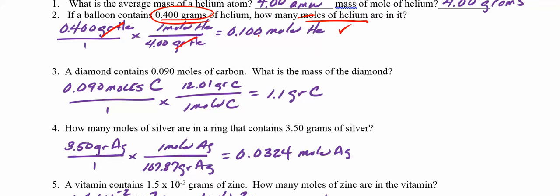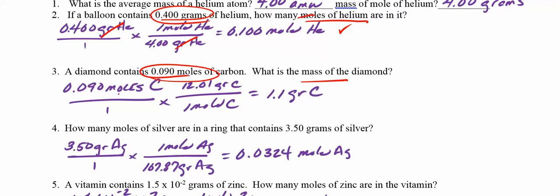Let's take a look at number 3. It says a diamond contains 0.90 moles of carbon. That's what I've been given, so I'll circle it. What is the mass of the diamond? So I'm looking for the mass of the diamond. By circling and underlining, I know exactly where to start and where to end. I'm going to start with 0.90 moles of carbon. I'll put that right here, 0.90 moles of carbon. Put it over 1, and then whatever unit's in the upper left-hand corner goes in the lower right-hand corner. Whatever I'm looking for, grams of carbon in this case, because it says mass of the diamond, grams of carbon goes in the upper right-hand corner.